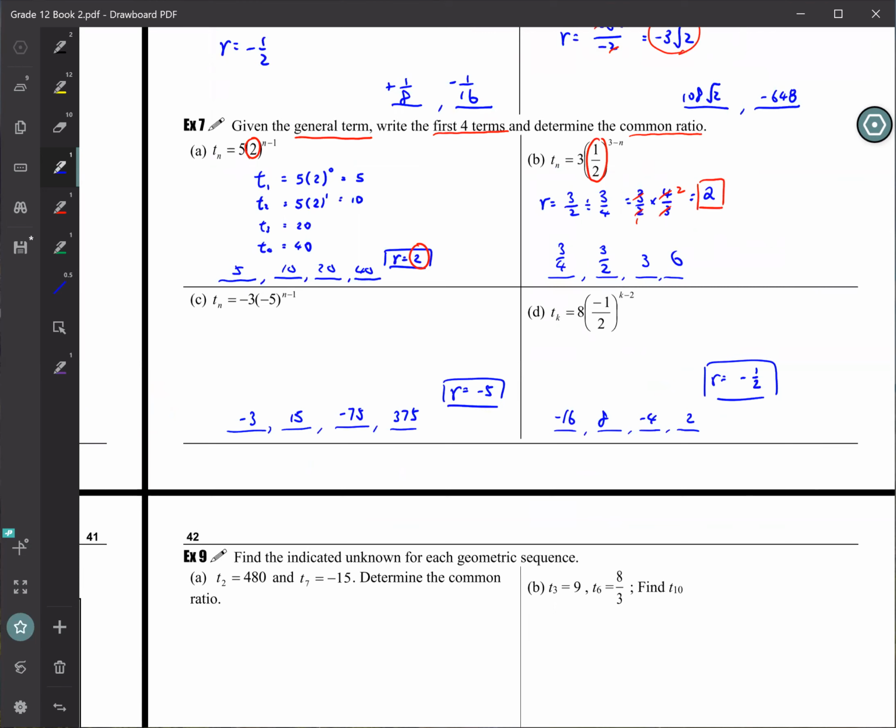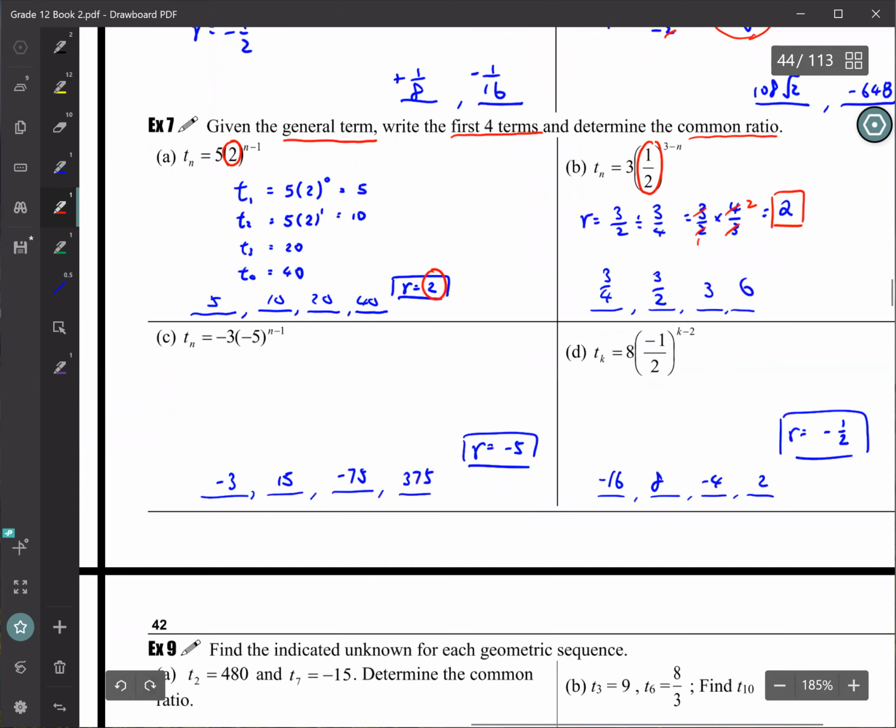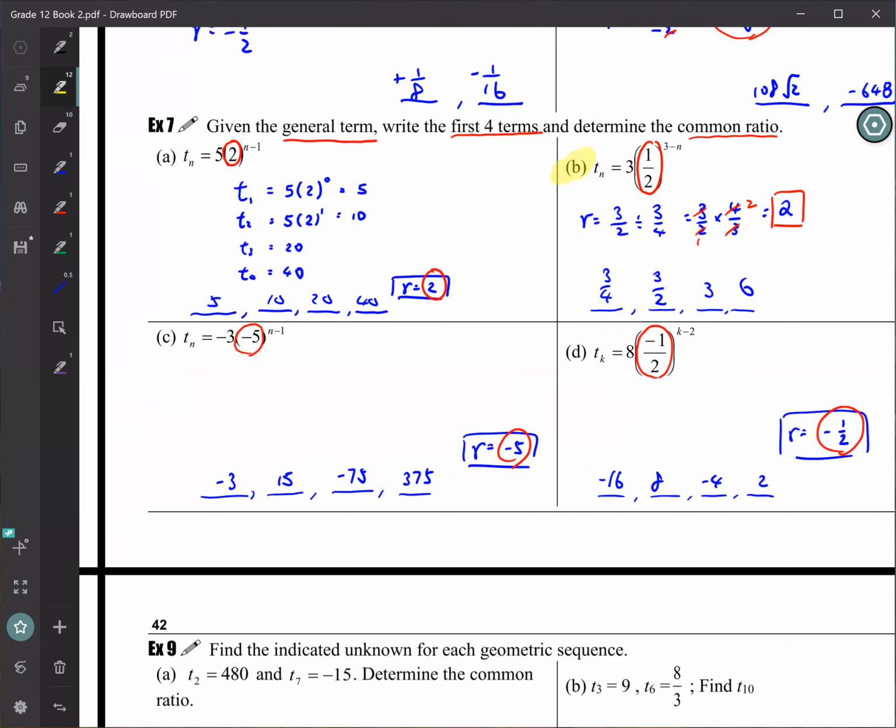Okay, doesn't matter. So now the last two questions, the C and D, you can see that the ratio, you can see it in the formula. In the general term, it's the same. Negative half, and you also see a negative half there. But it's not always the case. You can see question B, even though you see a half, the ratio is a 2. So I just throw that in there to help you remember that. Most of the time, you can see the ratio in the formula.